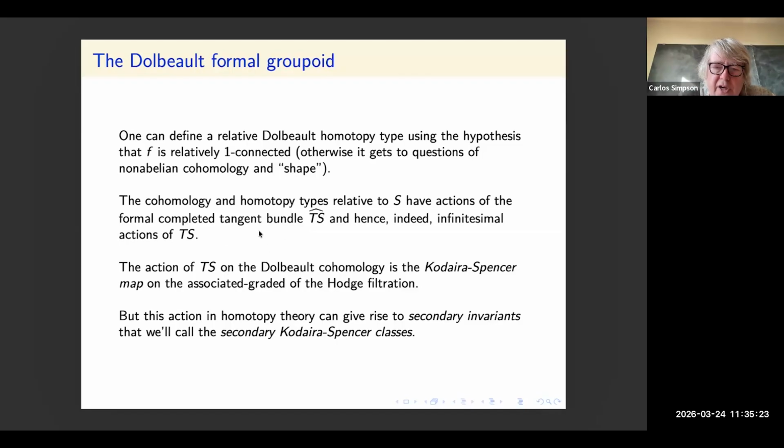And so now this action of the tangent space on the Dolbeault cohomology is just the same as what we saw at the start. It's a classical Kodaira-Spencer map on the associated graded of the Hodge filtration. However, now we have the language that's required to be able to say that we can get secondary invariants of this action in homotopy theory, and we'll call those the secondary Kodaira-Spencer classes.